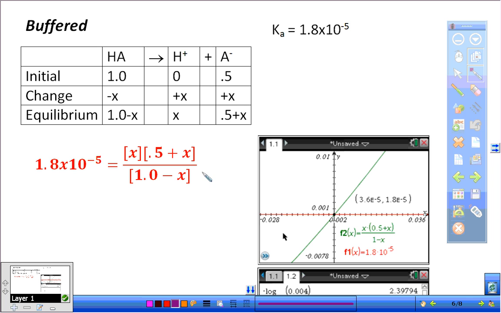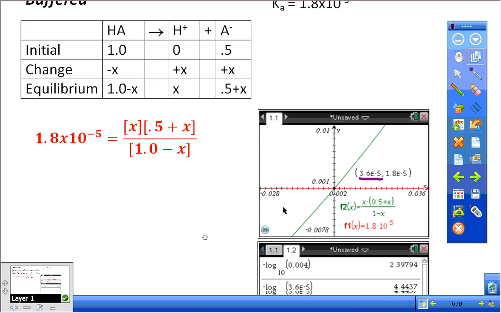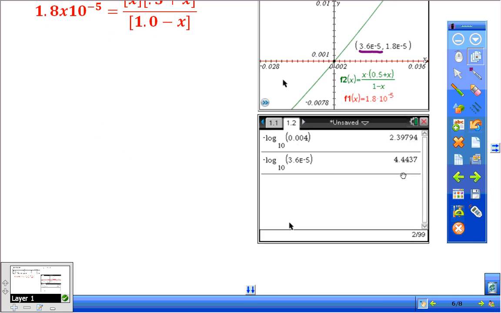We go down, set up our equilibrium expression, and then again I graphed that and found an intersection point. Again, I zoomed in on this so it looks really good. The Ka is listed in F1 and the ratio is in F2. I found the intersection, and this is now the X value. Again, the X value is the H plus concentration. So using that H plus concentration, now I can figure out the pH. The pH of this solution now is 4.4.